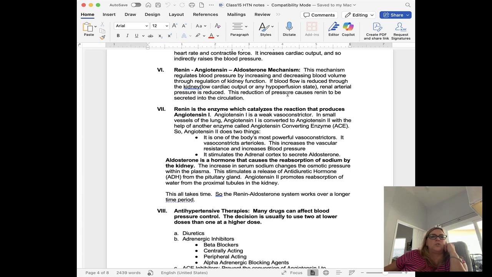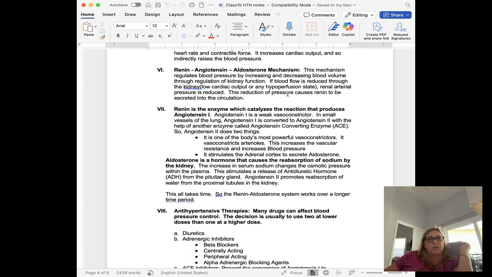So angiotensin 2 does two things. It vasoconstricts the arterioles, increasing vascular resistance to increase blood pressure, but it also tells the adrenal cortex to secrete aldosterone. And we do recall that aldosterone is the hormone that causes the reabsorption of sodium by the kidney. That increase in the serum sodium changes the osmotic pressure within the plasma, and then it stimulates the release of antidiuretic hormone from the posterior pituitary gland. Angiotensin 2 also promotes reabsorption of water from the proximal tubules in the kidney.